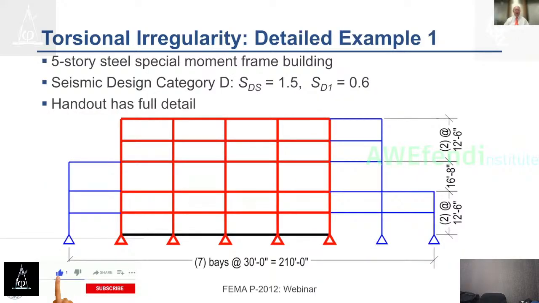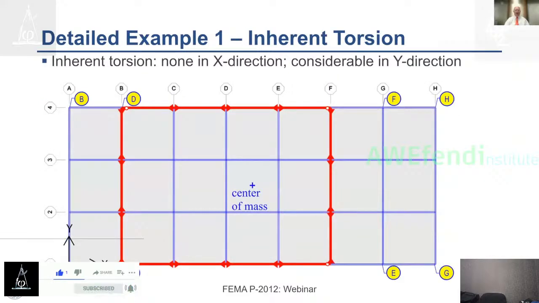So this is our first detailed design example. I think it's 4 or 5 pages in the handout. We're just going to go over a summary of the results. This is a 5-story steel moment frame building in a high seismic area. You see in elevation the layout of the system. And then in plan, you see the layout of the system. You'll notice that the lateral system is offset in the building, so the center of the lateral system is not at the center of the building.